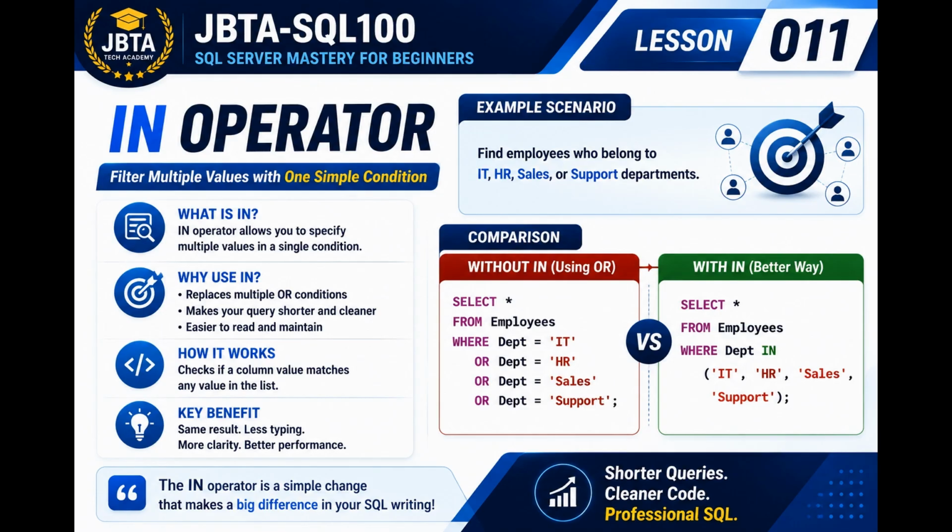SQL Server then checks each row in the table. If the value in that column matches any value in the list, that row is included in the result. If it doesn't match any value, SQL Server skips that row. In other words, the IN operator asks a very simple question. Is this value present in the list? If the answer is yes, the row is returned. If the answer is no, the row is ignored.